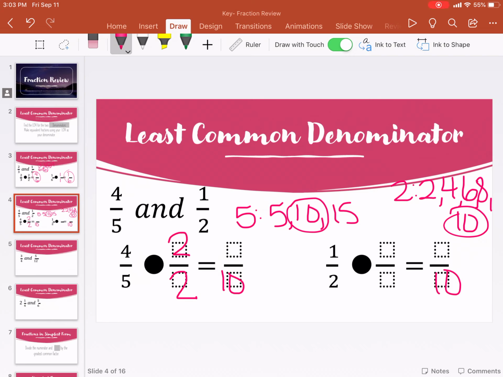The reason that works is 2 over 2 is 1. So you're multiplying 4/5 times 1, which is the same number. It just is in a different form. It's just cut up into different size pieces, but it's still the same amount. So 4 times 2 is 8, so that changed to 8/10. Then 2 times what is 10? 5. 1 times 5 is 5.